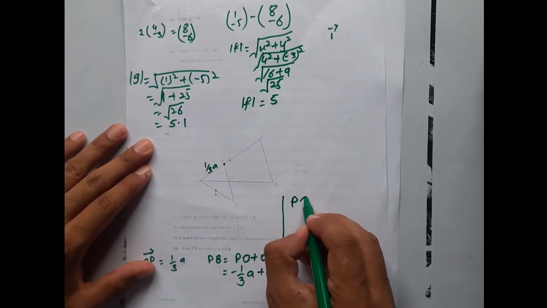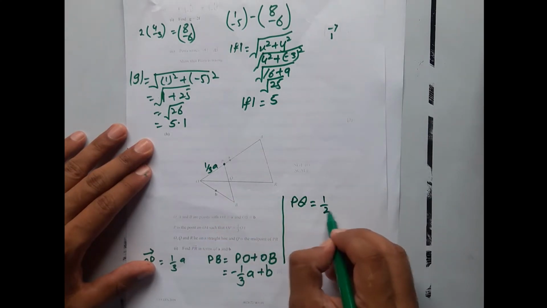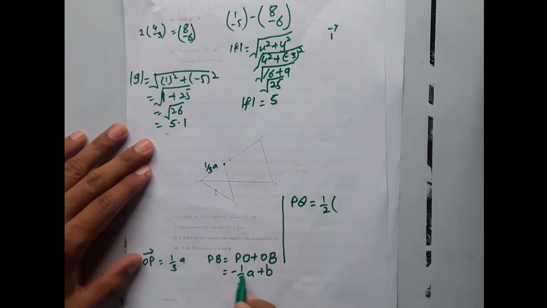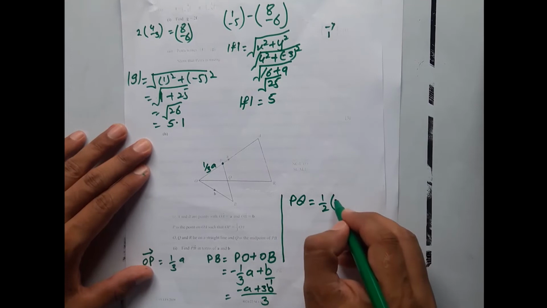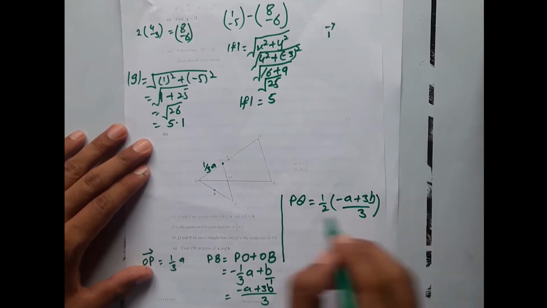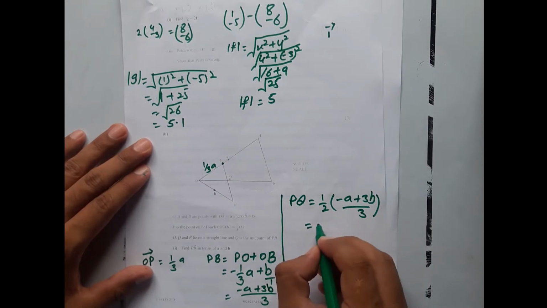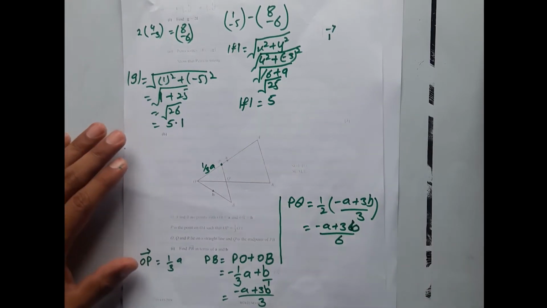PQ will be equal to half of PB, which is equal to minus 1 over 3 a plus b. You can also take LCM to simplify. This will become minus a plus 3b over 3. So this is equal to minus a plus 3b over 6. Okay, now this is PQ.